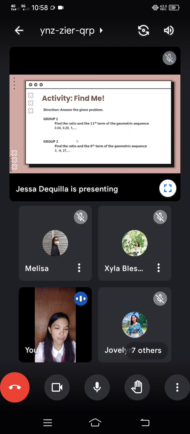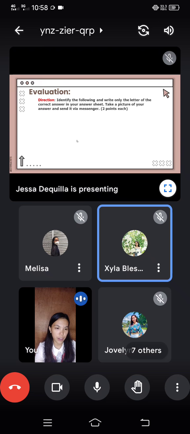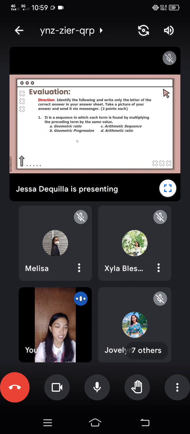This time, we will have an evaluation by individual. Direction: identify the following and write only the letter of the correct answer in your answer sheet. Take a picture of your answer and send it via messenger. Two points each item. Are we clear, class? Yes, ma'am. Okay, we will start. First question: it is a sequence in which each term is found by multiplying the preceding term by the same value. A. Geometric ratio. B. Geometric progression. C. Arithmetic sequence. D. Arithmetic ratio.